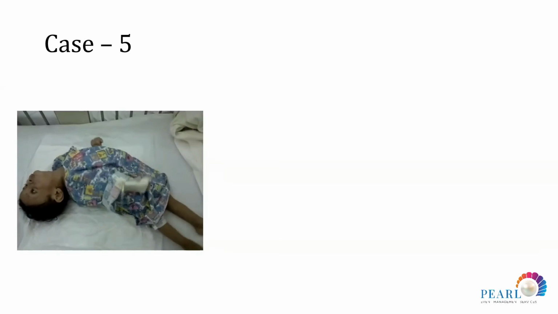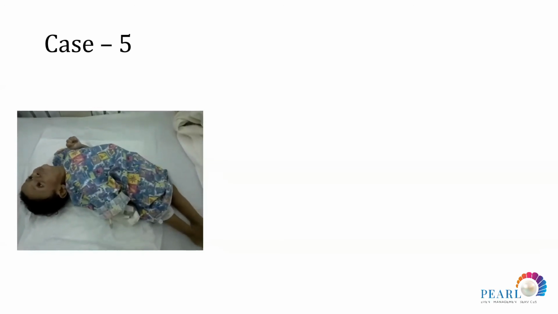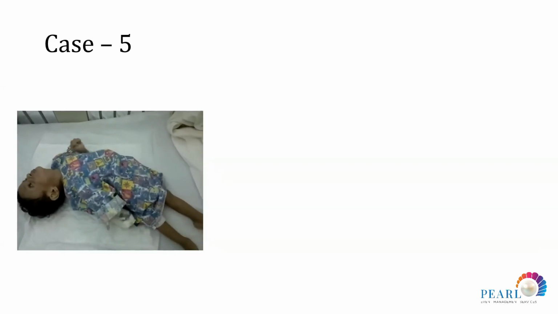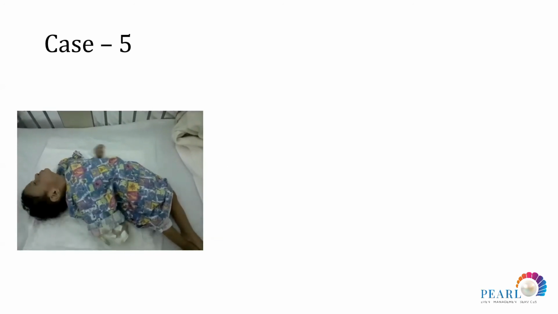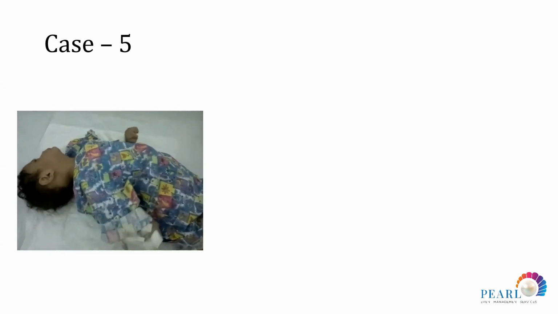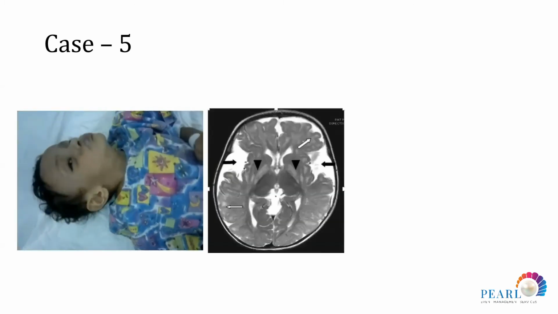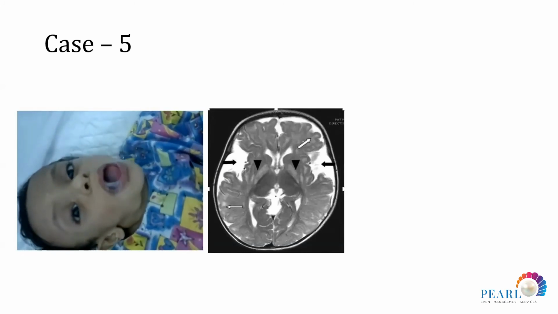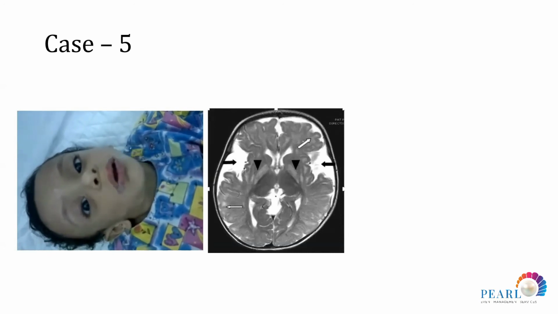So this is Saleh. He was referred to my clinic because he was labeled as cerebral palsy. He's an ex-premature baby. And he was referred to my clinic because of this opisthotonic posturing, and he was having extreme irritability. When we took history from him, we found that he was having progressive microcephaly. And when we did an MRI, look at this. He's having open opercula, and he's having temporal lobe atrophy. There is high signal in the basal ganglia, even subcortical white matter changes.